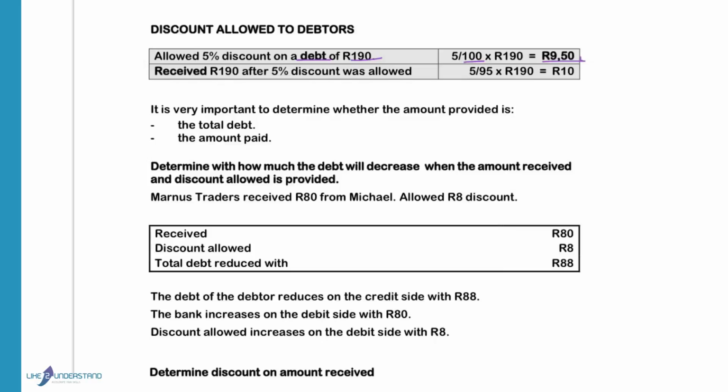Discount received after 5% discount was allowed. Now we receive R190. There was 5% discount, so this R190 equals 95% of the total debt. If we want the discount, 5 divided by 95 will give me R10.